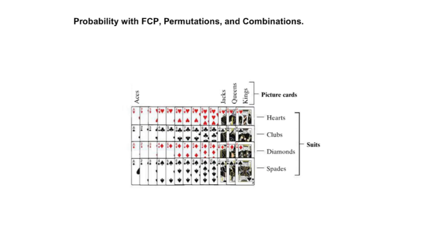This is section 11.5. We're going to be applying probability using the fundamental counting principle, permutations, and combinations. Let's get started.